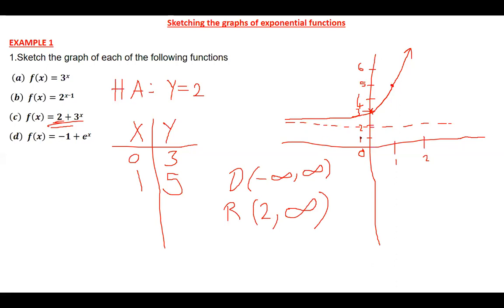If it was going like this, we would have written our range as negative infinity to 2. That is how it would have been. So we proceed. That is the solution for question C there. All right, let us now look at the last question, which is D.